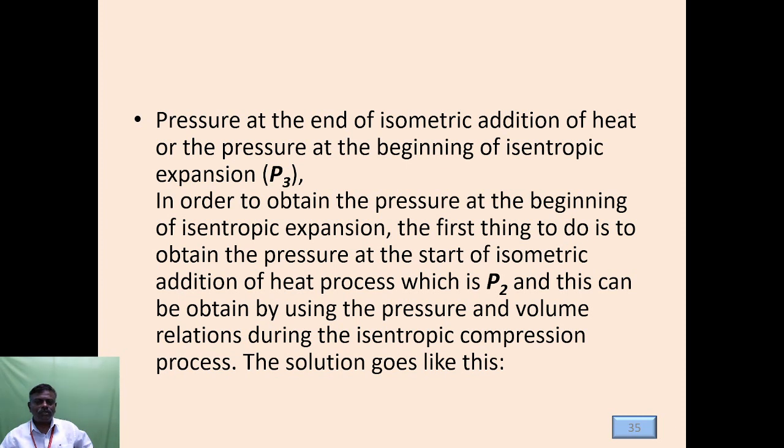Pressure at the end of isometric addition of heat, or the pressure at the beginning of isentropic expansion, P3. In order to obtain the pressure at the beginning of isentropic expansion, the first thing to do is to obtain the pressure at the start of the isometric addition of heat process, which is P2, and this can be obtained by using the pressure and volume relations during the isentropic compression process. The solution goes like this.